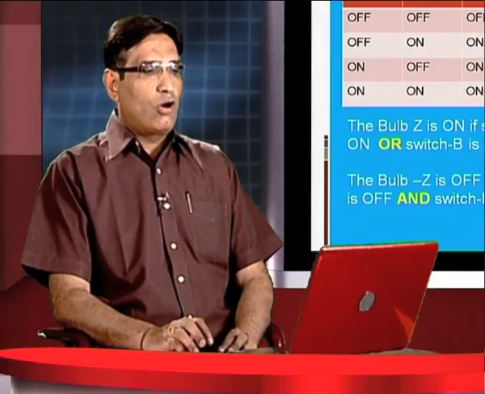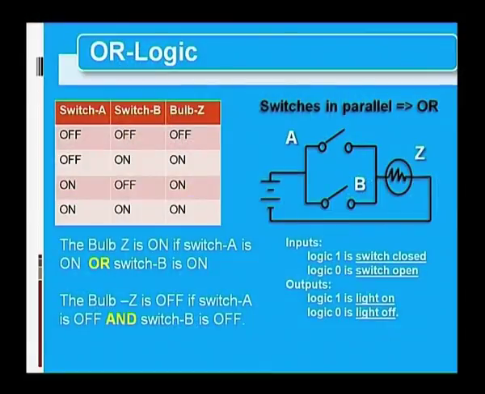Let us move to OR logic. In OR logic we say that the circuit is described in the form of parallel switches. That means if any one of the switches is on, the bulb will glow. Let us understand by the truth table. We say that if switch A is off and switch B is off, the bulb Z is off. But if switch A is off and switch B is on, the circuit will get a path from this side, and the bulb will be on. Again, if switch A is on and B is off, then the circuit will complete through this path, and the bulb will glow.